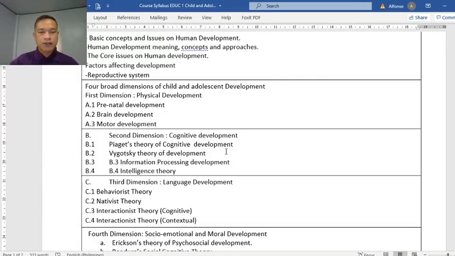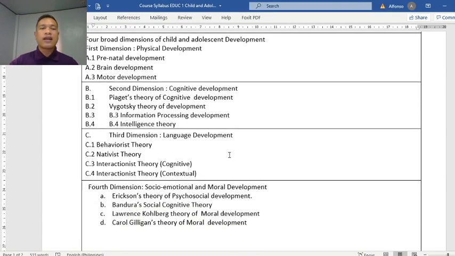The third dimension is language development. Why are there students who are very articulate? Why are there students who stutter? Why are there students who do not have the courage to show off or to express themselves? And so, since teaching and learning is a social process, therefore language or communication is a prerequisite.